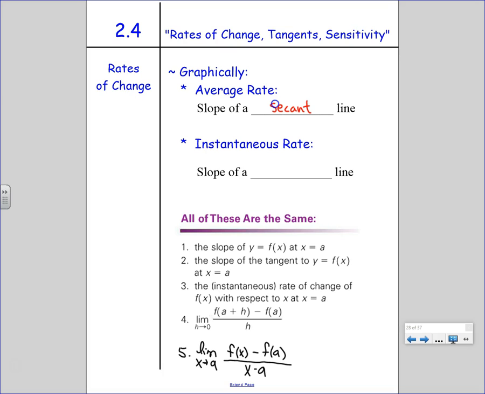Because remember, average rate is over t within a to b. There are 2 points, not just one. That's not referring to the secant like in trig, right? No. Secant line as in a line that cuts through a curve. Gotcha. Instantaneous rate is at t equals a, 1 point, tangent line. Tangent, secant in comparison to tangent.